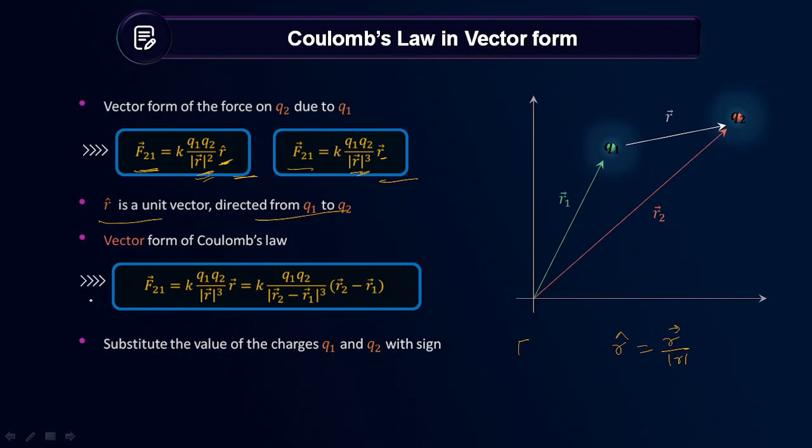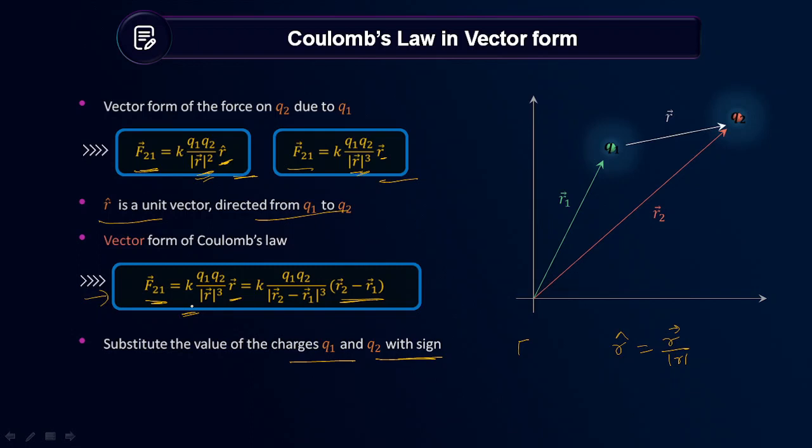So in vector form we can write Coulomb's law: force on 2 due to 1 will be k q1 q2 by r cubed times r vector, and r vector will be r21, the same order, r2 minus r1. So we can substitute the values of charges q1 and q2 with sign. If they have the same sign, then the product will be positive. If they have opposite signs, then the direction of force will be opposite to the r vector, that will take care.